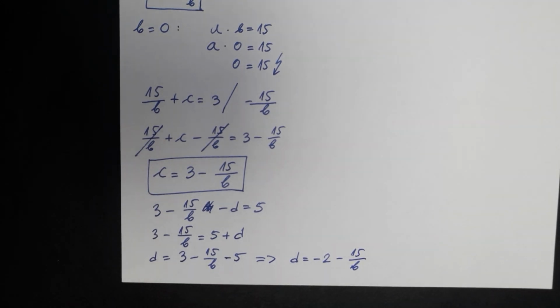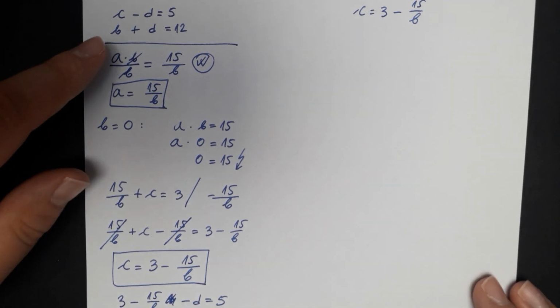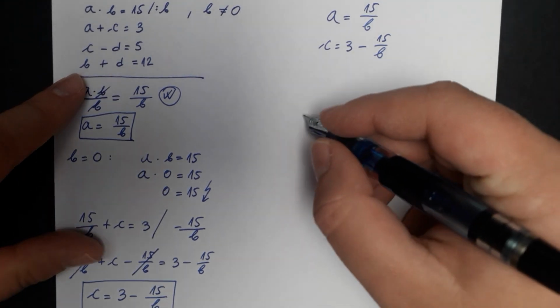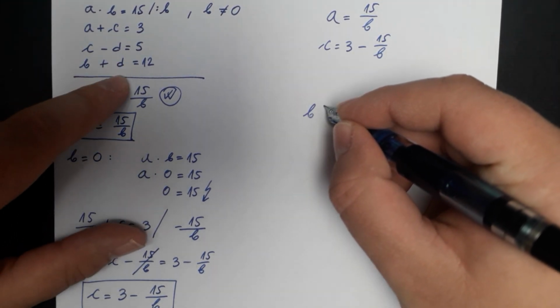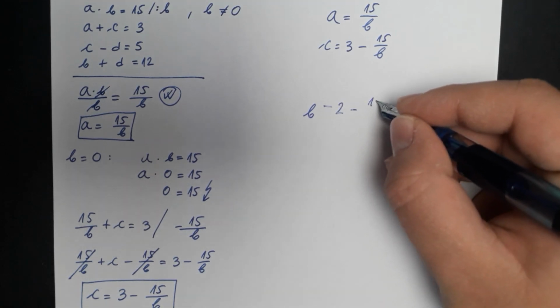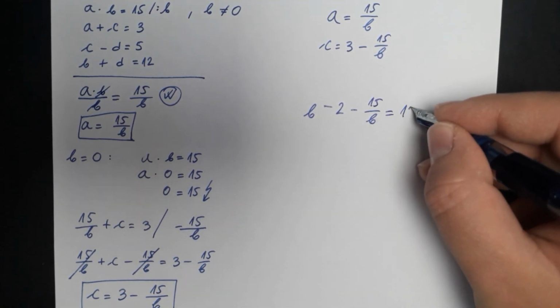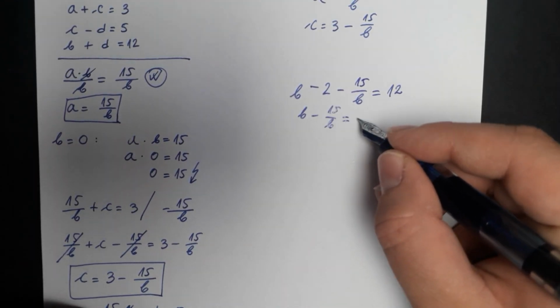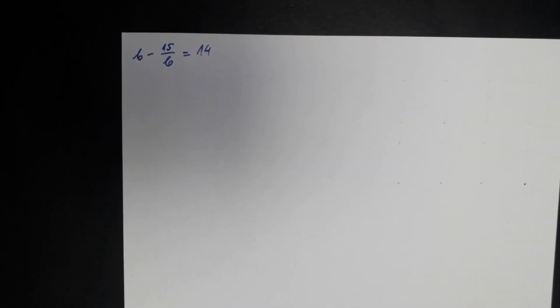Now that we have solved this equation for d, we are going to insert this equation into the last equation of our system. So the fourth equation, b plus d is equal to 12, is going to be transformed. It is now b plus, and d is minus 2 minus 15 over b is equal to 12. That means that b minus 15 over b is equal to 14. Now in this last equation we have only one variable, and that is b. That means that we have to solve this equation for b.